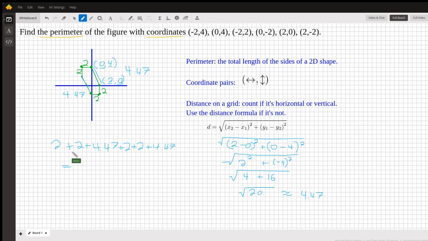And that's going to get me to 4, 6, 8, 10, 12, 14, 16, about 16.94. So the perimeter is 16.94 units. I don't know if it's inches or not, but that should do.